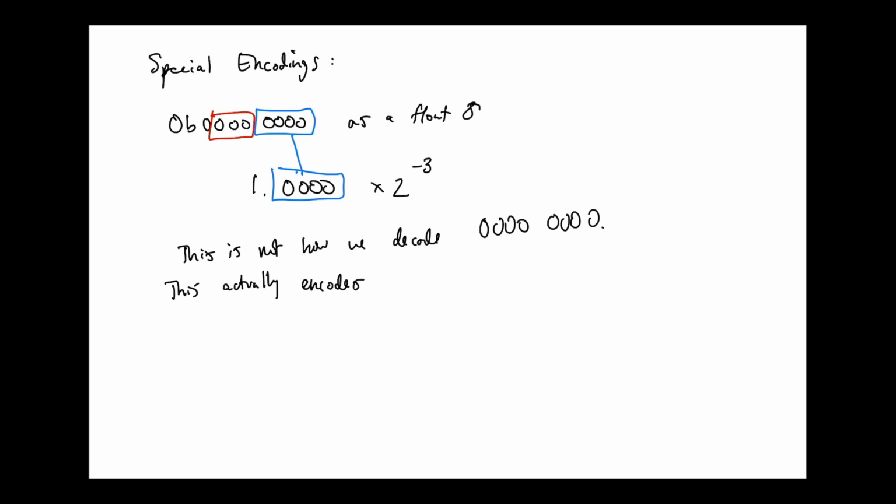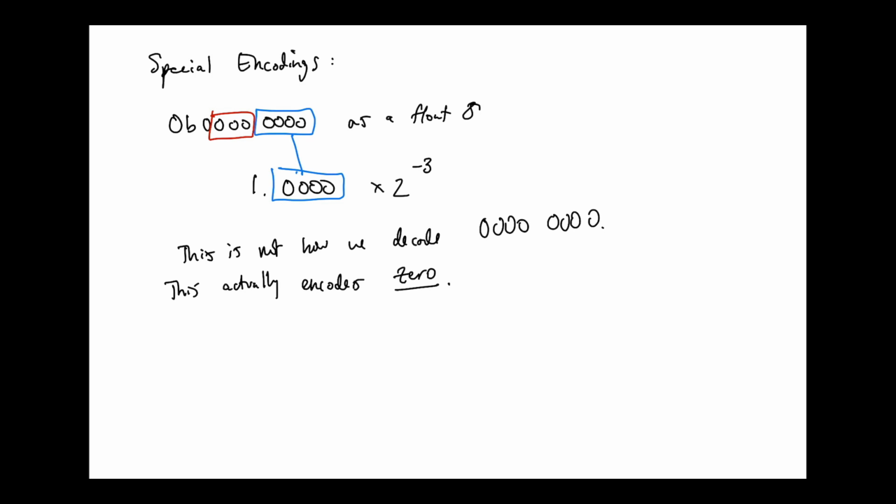It actually encodes the number 0. Okay. And would you guys agree that there ought to be an encoding for the number 0 because, well, you do some arithmetic, maybe the answer is going to come out to be 0. So we need to have an encoding for that as a floating point number.